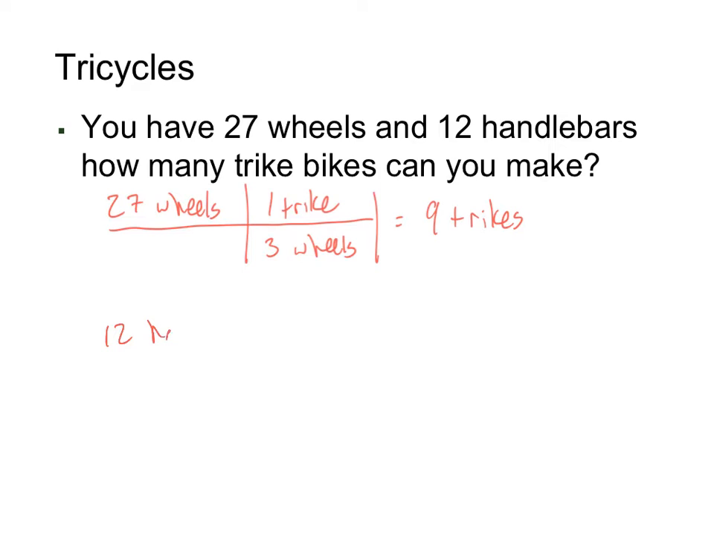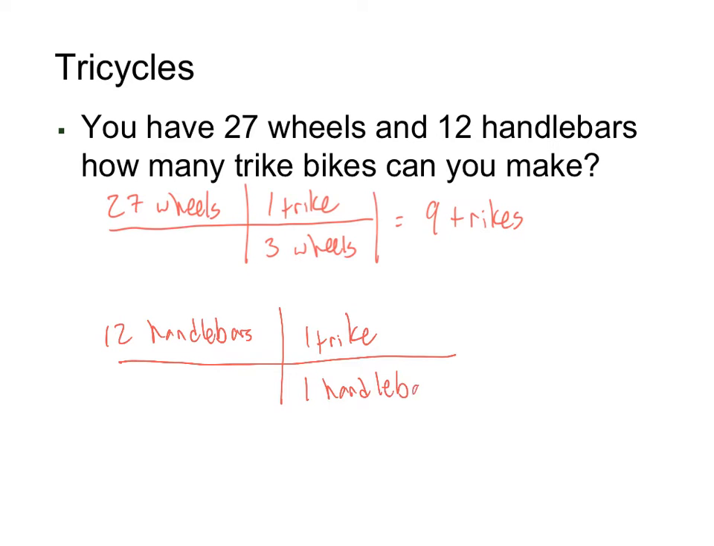And then from our 12 handlebars, and our conversion factor of 1 trike per 1 set of handlebars tells us that we can make 12 trikes from those 12 handlebars. And so therefore, in this case, we can see that the wheels would be our limiting factor, because we only have enough wheels in order to make 9 trikes. And the handlebars we would consider to be in excess.